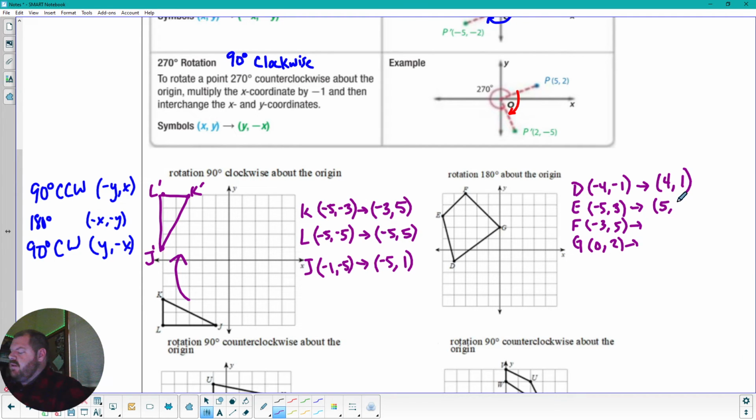-5, 3 turns into 5, -3. -3, 5 turns into 3, -5. And 0, 2, the opposite of 0 is still 0, so that doesn't really change, but the 2 becomes -2.